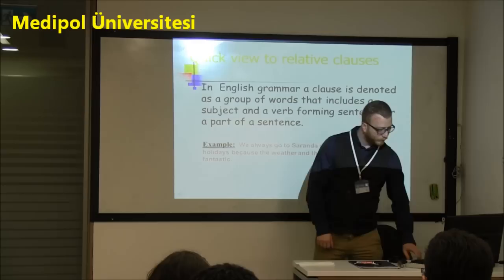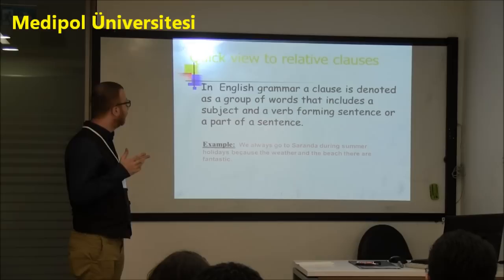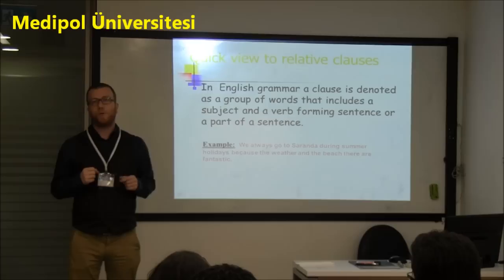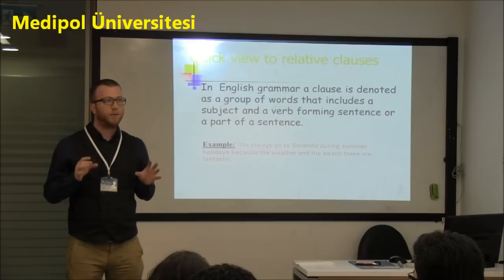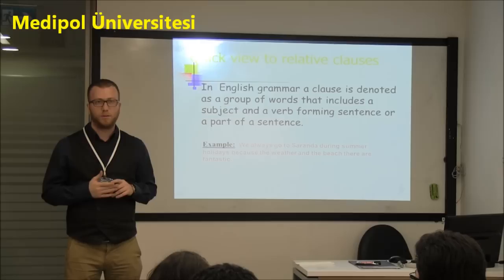In English grammar, a clause is denoted as a group of words that includes a subject and a verb, forming a sentence or a part of a sentence. So before learning relative clause, it is crucial to understand what a clause is. Subordinate clause and main clause are important in order to understand further information about the relative clause.